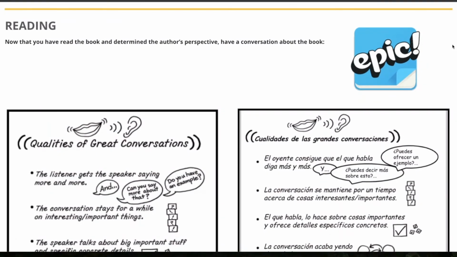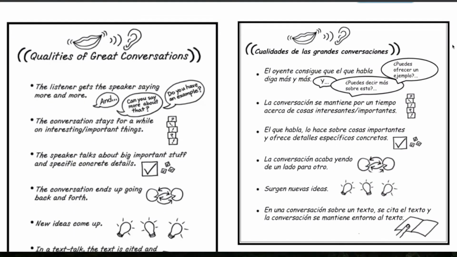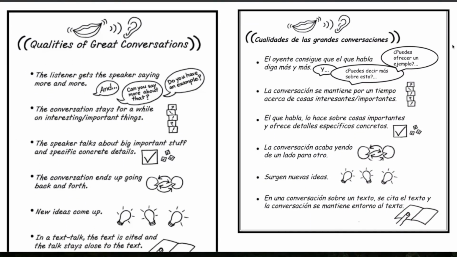Okay, guys, in reading, now that you have read the book and you have determined what you think the author's perspective is, now we're going to have a conversation about this book. And here are some conversation qualities of really good book conversations. The listener gets the speaker saying more and more. So the speaker says something and the listener adds in, oh, can you say more about that? Or do you have an example of that? So maybe your listener can do that.